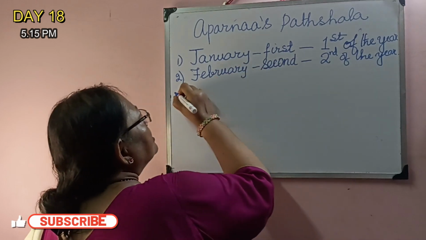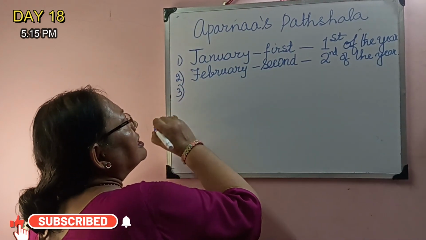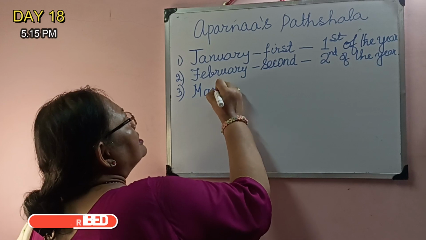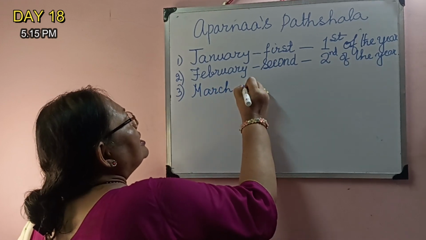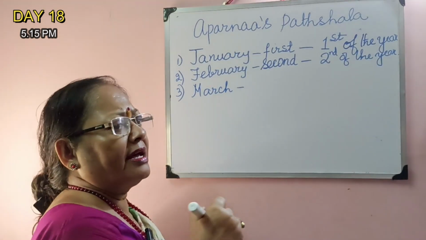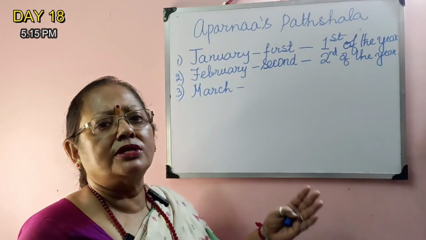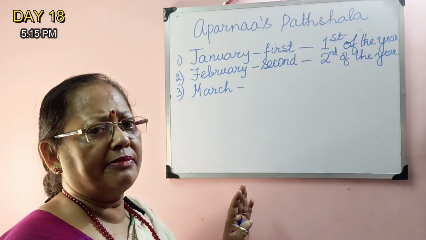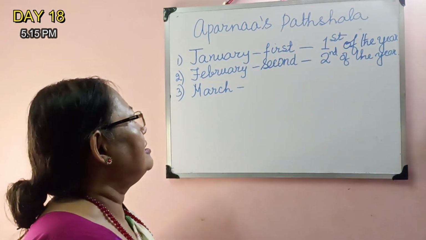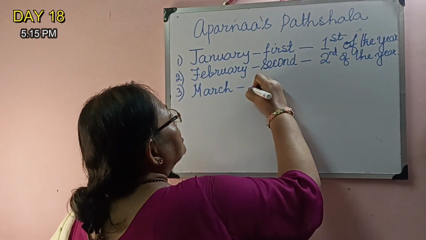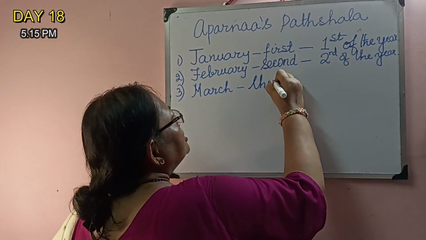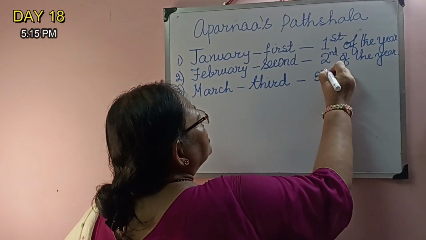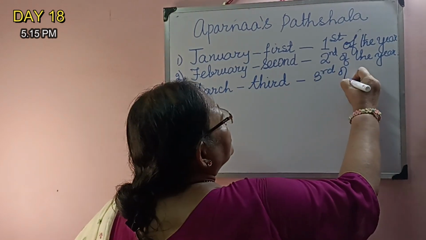Next comes number 3. Here comes March, M-A-R-C-H. When I am writing it, you along with me also learn the spellings of the months. Don't make a mistake over there. March is the third, T-H-I-R-D, third, 3-R-D, third of the year.